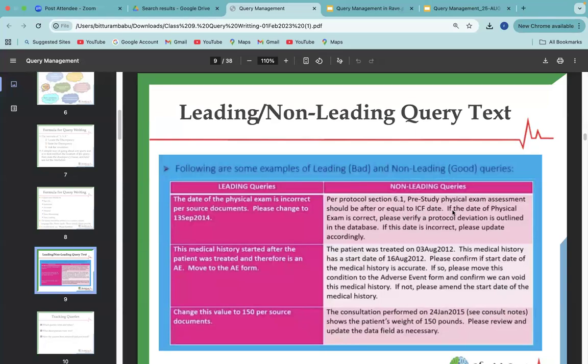So, if the date of the physical exam is correct, please verify protocol deviation. That means if you think what you entered is correct, then it's against the protocol, so you need to raise a deviation. But if you think the date you entered is incorrect, then change it. So we are giving an option to the site. They will look into the data. But in the leading query, I'm directly telling them to change. What if what they entered is correct? If you ask them to change, that cannot be done.